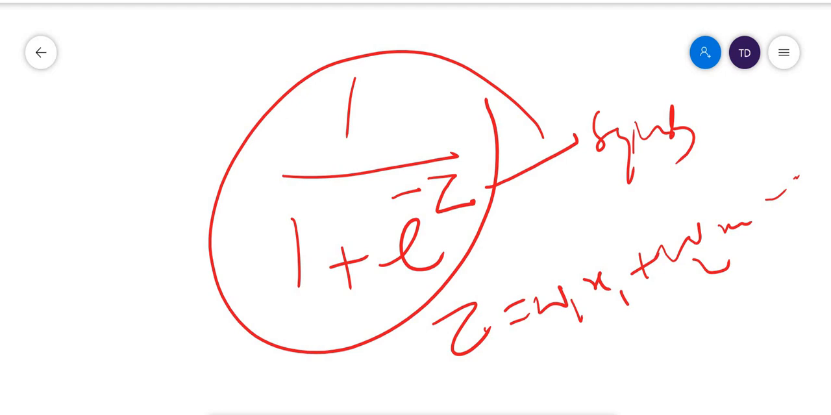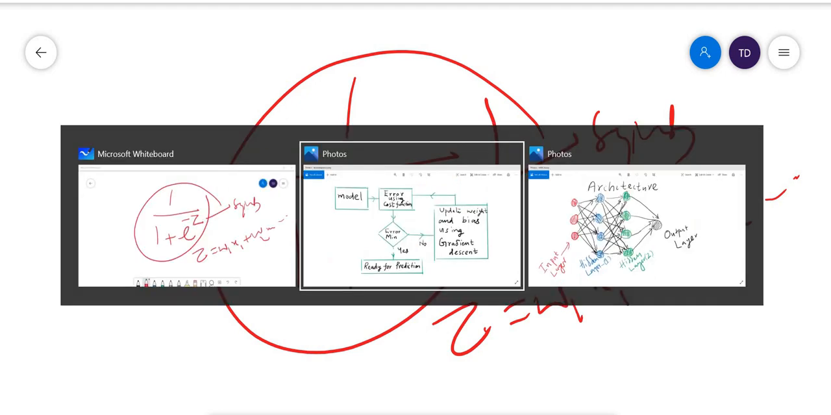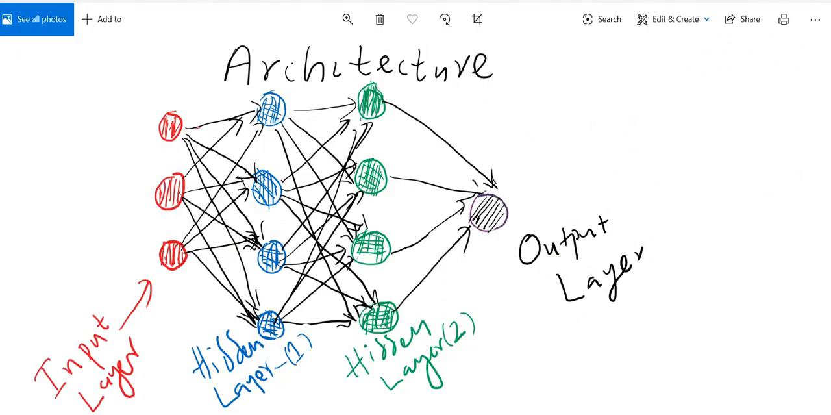That's what happens. Now we will get into the back propagation algorithm. To understand more clearly, this is the architecture of an artificial neural network. You have the input layer, multiple hidden layers, hidden layer 1, hidden layer 2, and the output layer. All these are there.